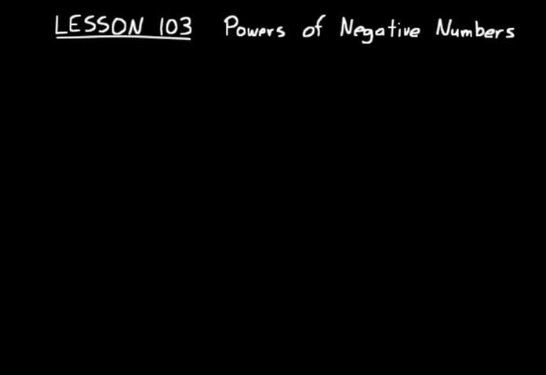Lesson 103 has two parts. The first part is on powers of negative numbers, and the second part is on dividing terms. Now, we're not talking about negative powers. We're talking about powers of negative numbers, like negative 2 to the third power. Think about what that means. We're multiplying negative 2 three times in a row, right?